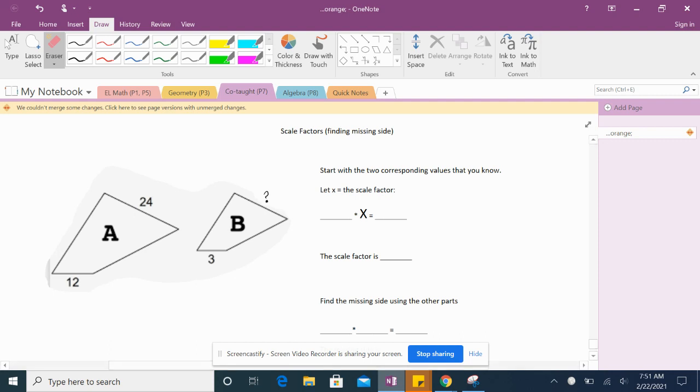In this video, we are learning scale factors when missing a side. En este video estamos aprendiendo factores de escala cuando falta un lado. We start with two corresponding values that you know. Empezamos con los dos valores correspondientes que sabes.